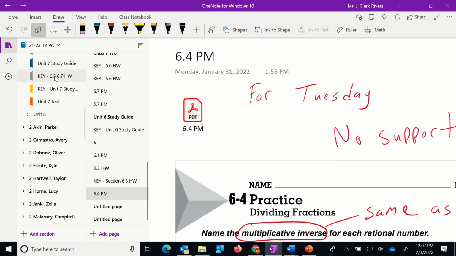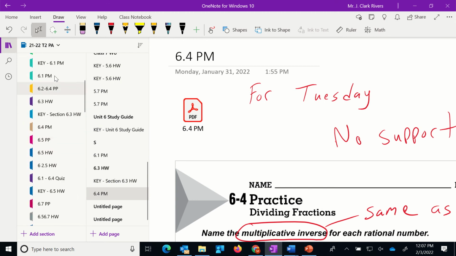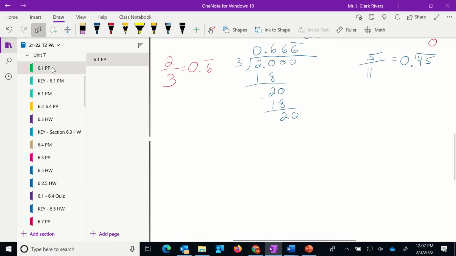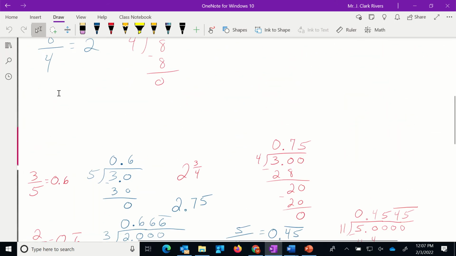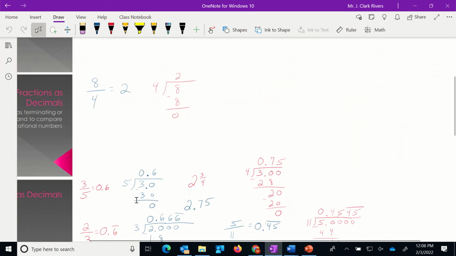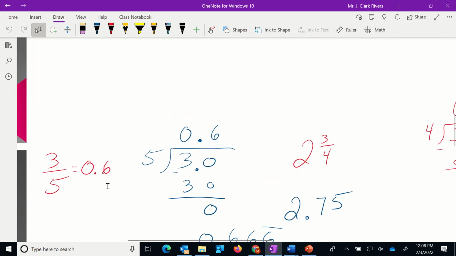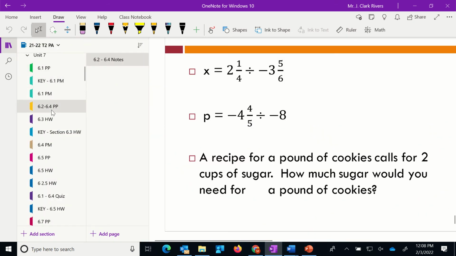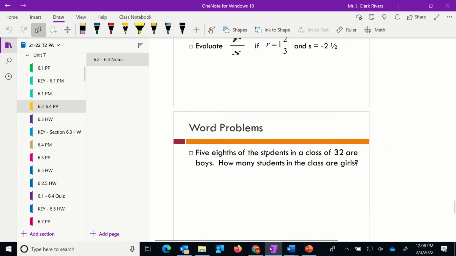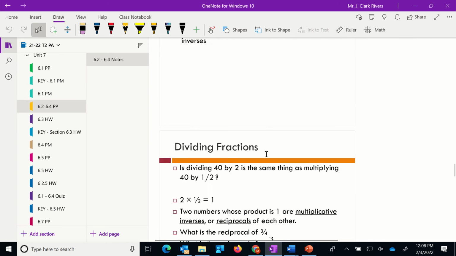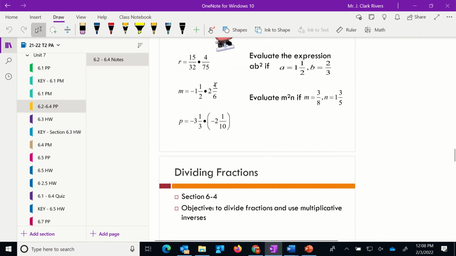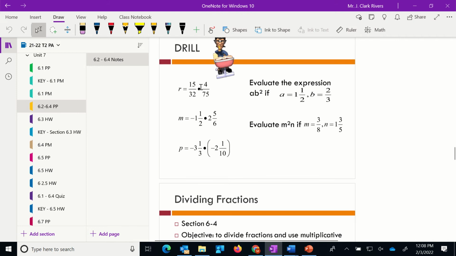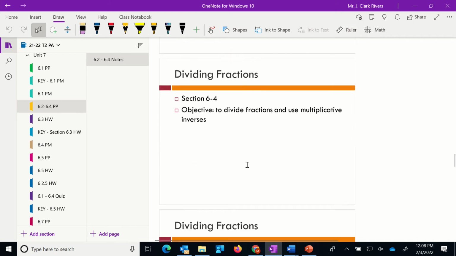It's 6.1 to 6.4. So 6.1, and we'll work one of these problems in a bit, but 6.1, if you recall, was us converting fractions to decimals, right? So like 3/5, we use long division to convert it to 0.6. We're going to practice this a bit later in class today. 6.2 was estimating, let's see here, multiplication and division with fractions and with decimals too, I believe.